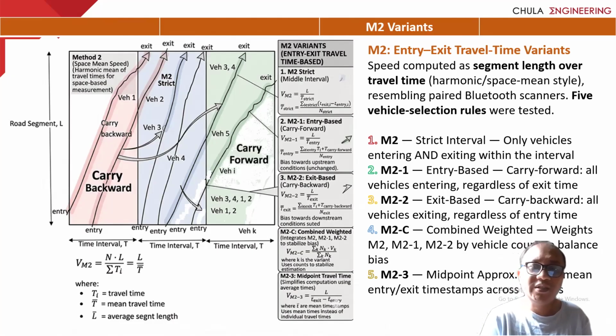M23 is actually the same as M2, but it uses only the midpoint of the entry and exit timestamp of the vehicle. The calculation procedure is different, but the data selection or the vehicle selection rule is the same as M2.